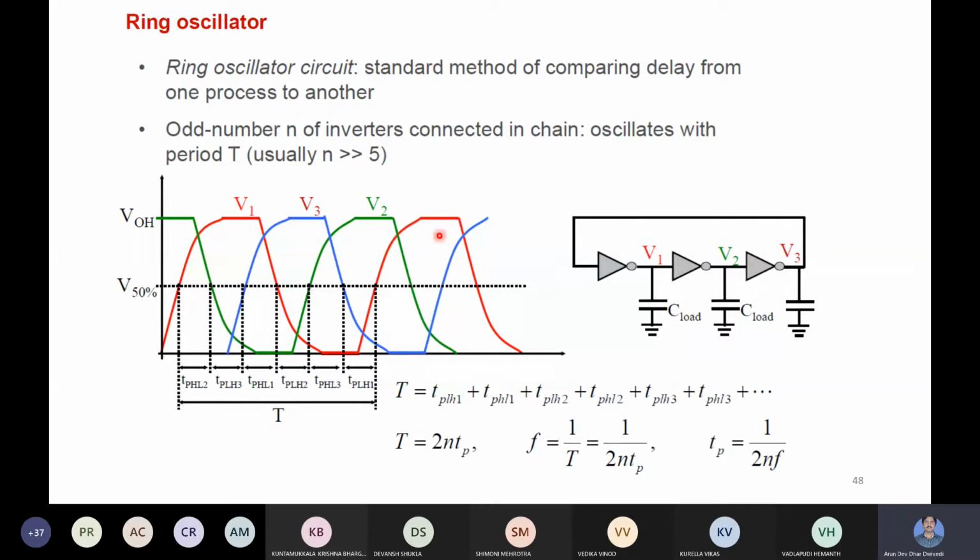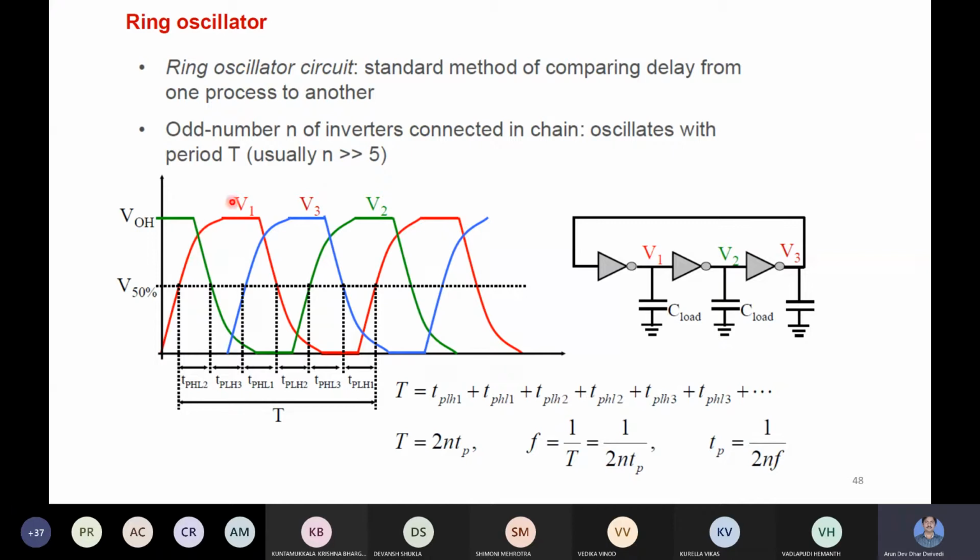So red, green and blue. Here V3 should be blue. So if you plot V1, V2, V3, it looks like this. This green plot is the output of the second stage inverter, and the red one is the output of the first stage.